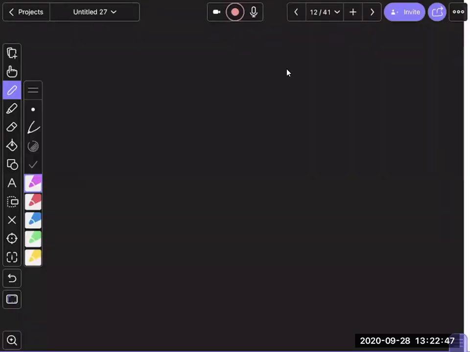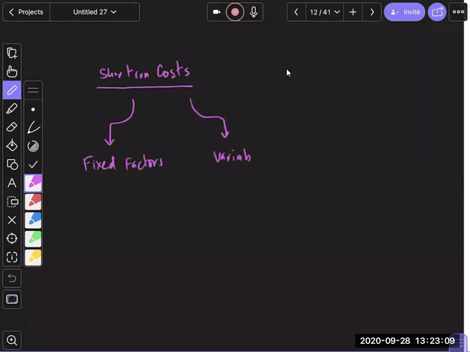So guys, when we look at costs, we are looking at short run costs. In the short run, we know that there are both fixed factors and variable factors. What are fixed factors? Fixed factors are those factors that do not vary with the level of output, that do not change with the level of output. A building, for example, could be a fixed factor, while labor could be your variable factor.